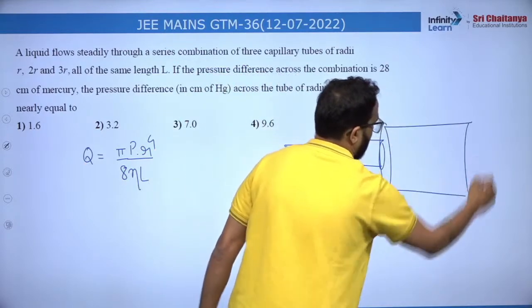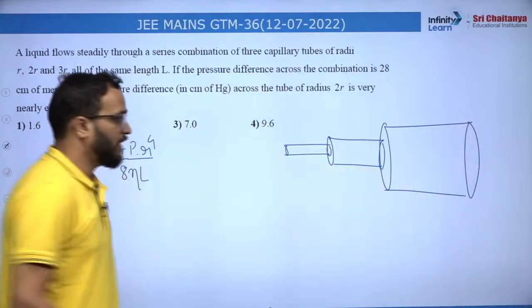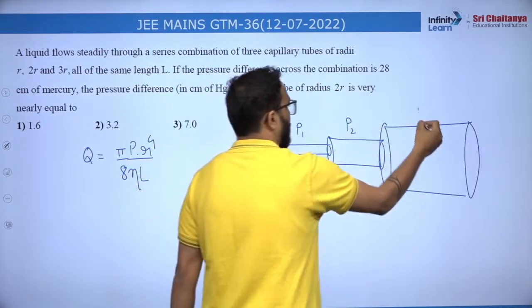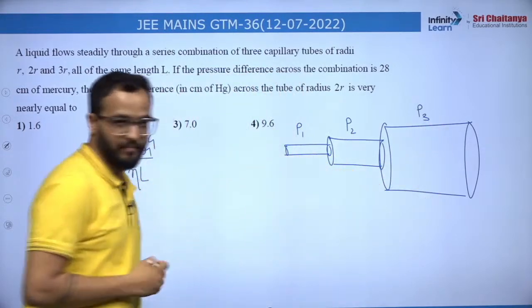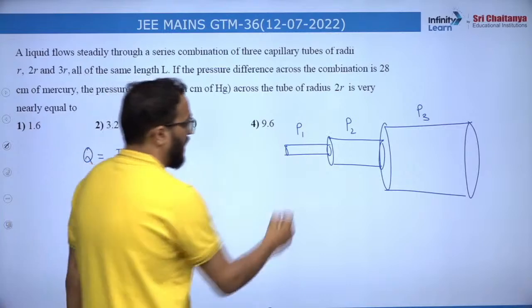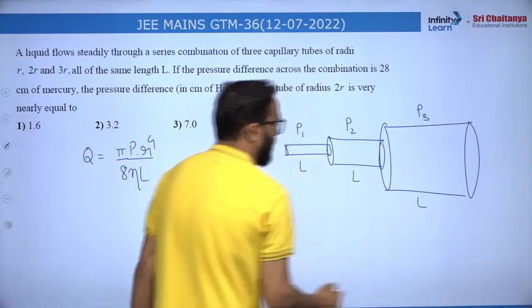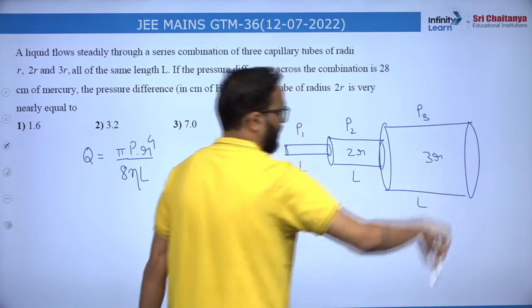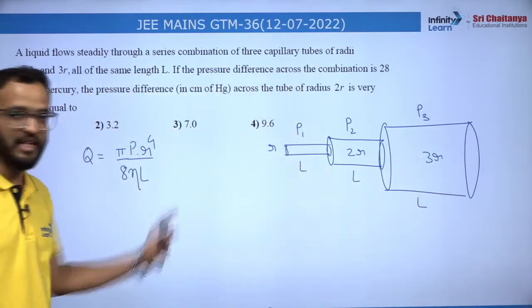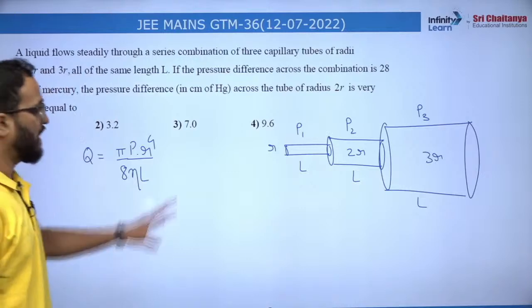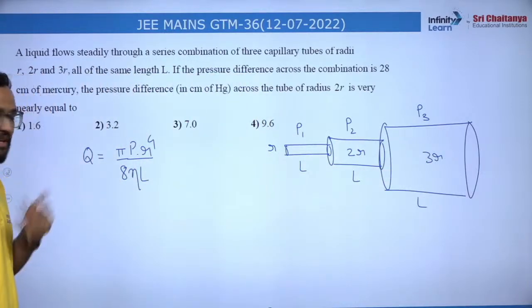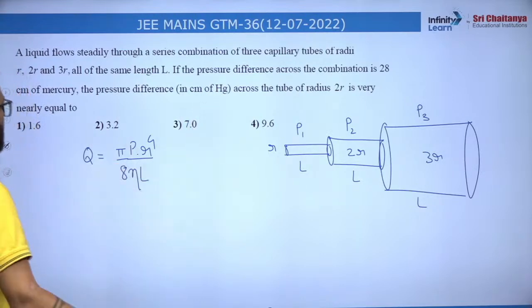Now what they are saying is that there are 3 pipelines, or 3 capillaries, like this, and let's say the pressure drop across this is P1, across this is P2, and across this is P3, right? These are the pressure drops and the lengths are the same, L and L. Radiuses are different. Now the fluid is the same, so eta will be the same for every fluid, and according to the equation of continuity, this Q, the rate of flow of the fluid, will remain the same across each of these capillaries.